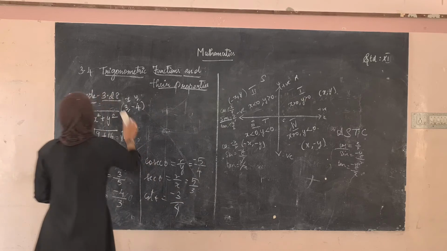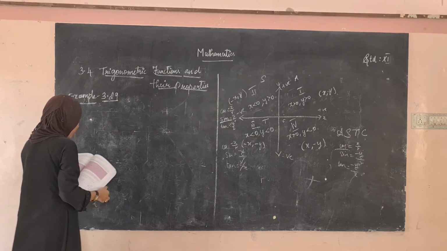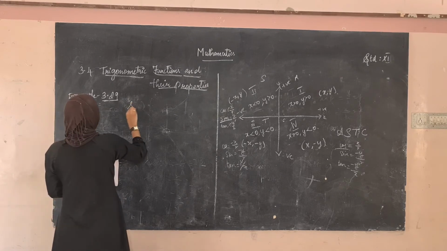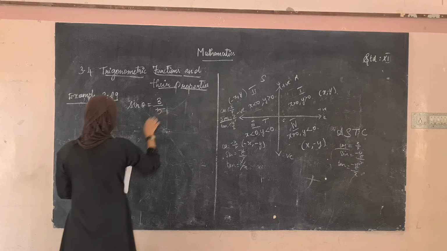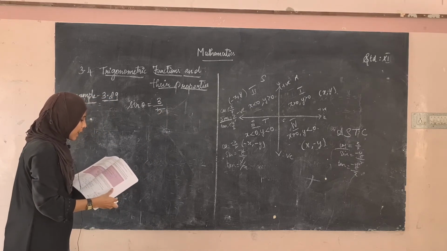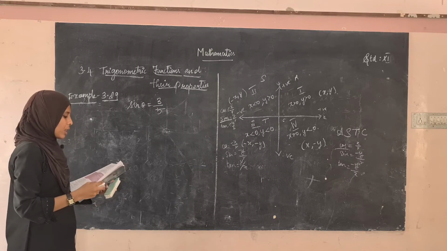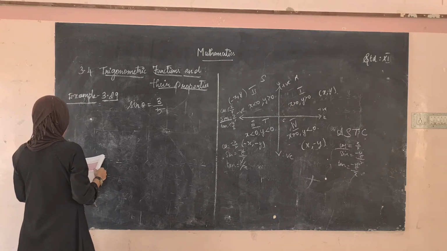Okay, now let us see example 3.29. If sin theta is equal to 3 divided by 5 and the angle is in the second quadrant, then find the value of the other 5 trigonometric functions. They have given sin theta and we have to find the value of cos theta also.